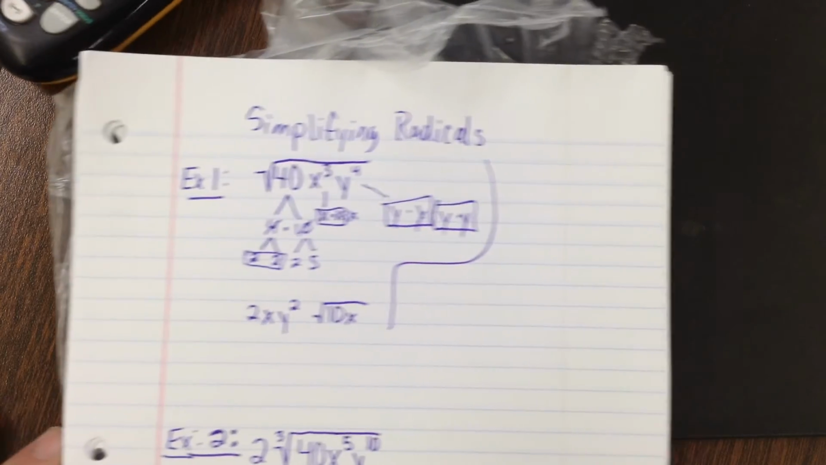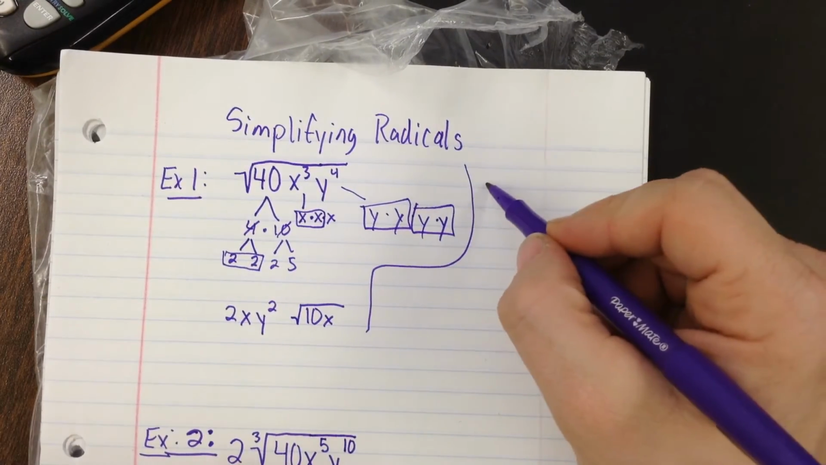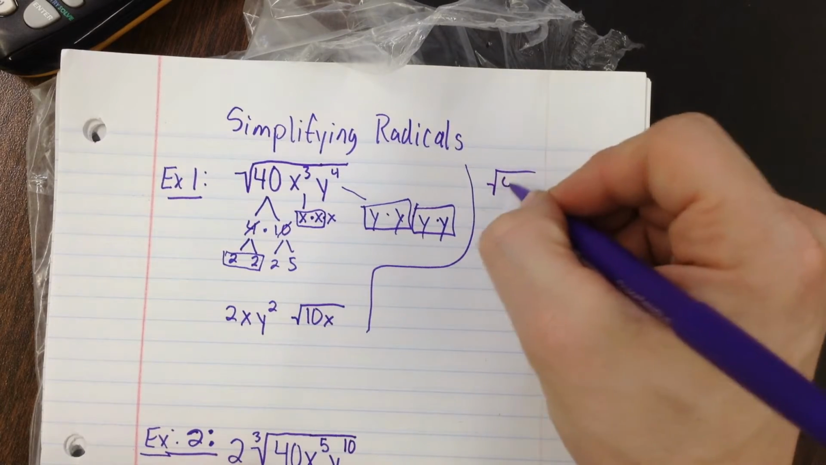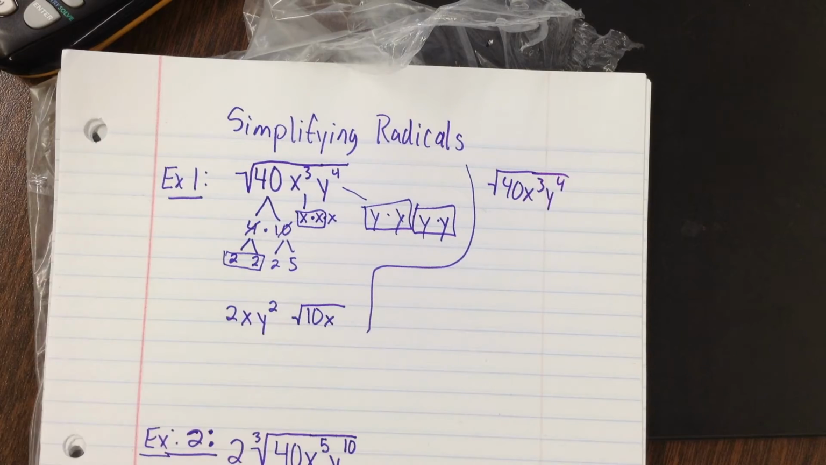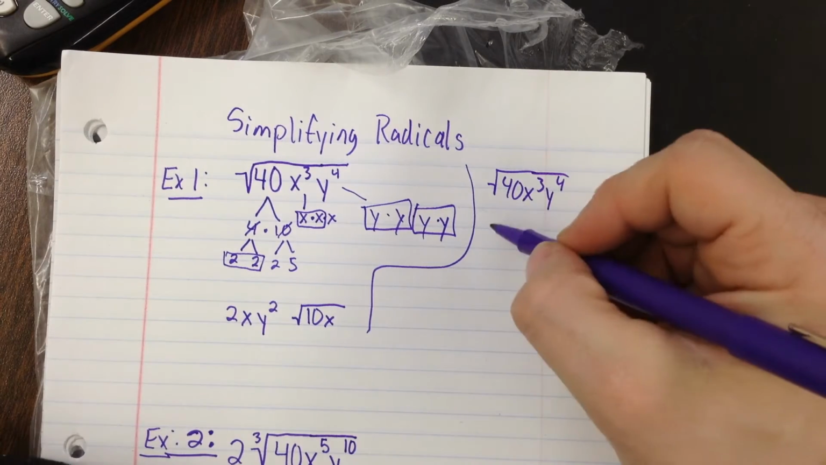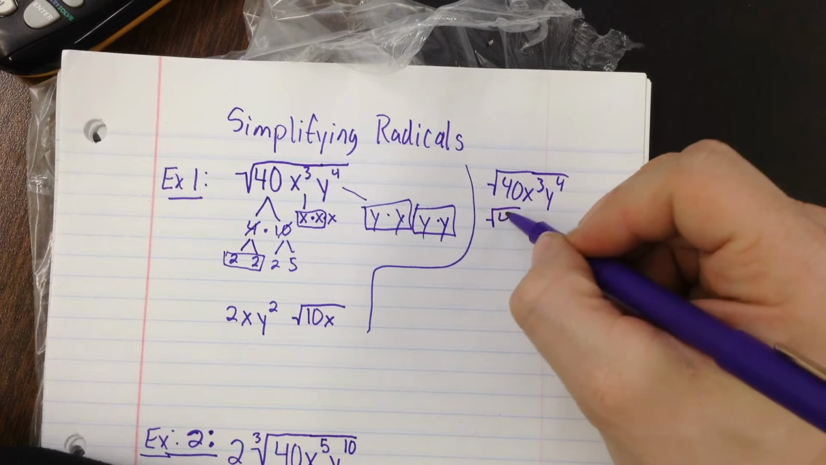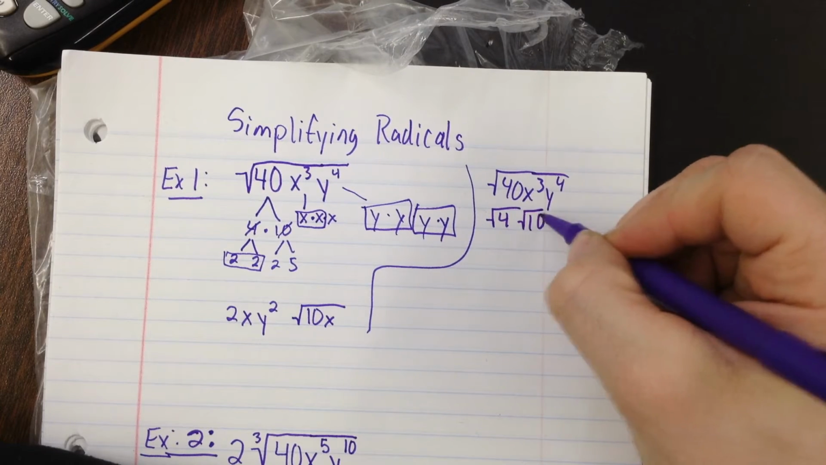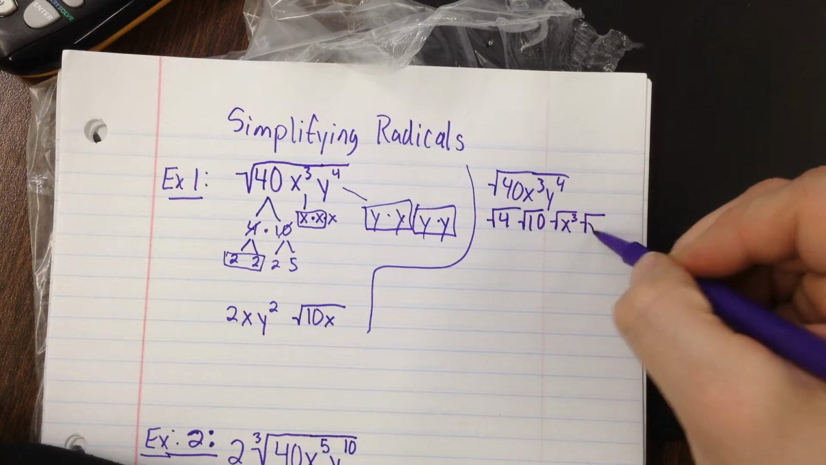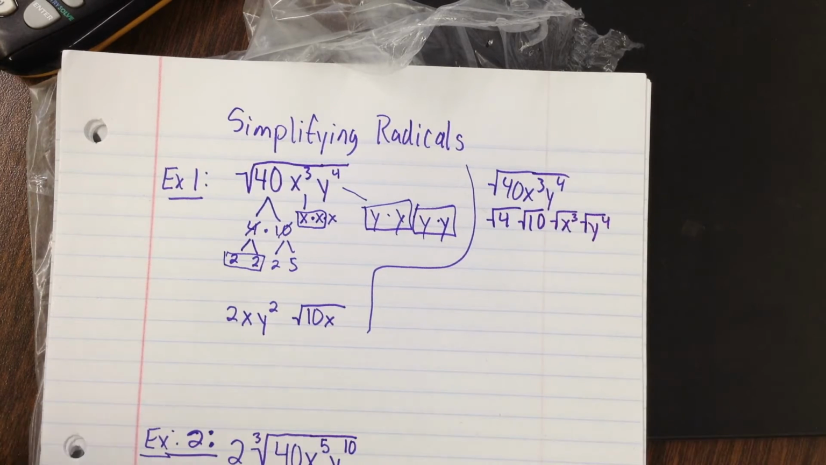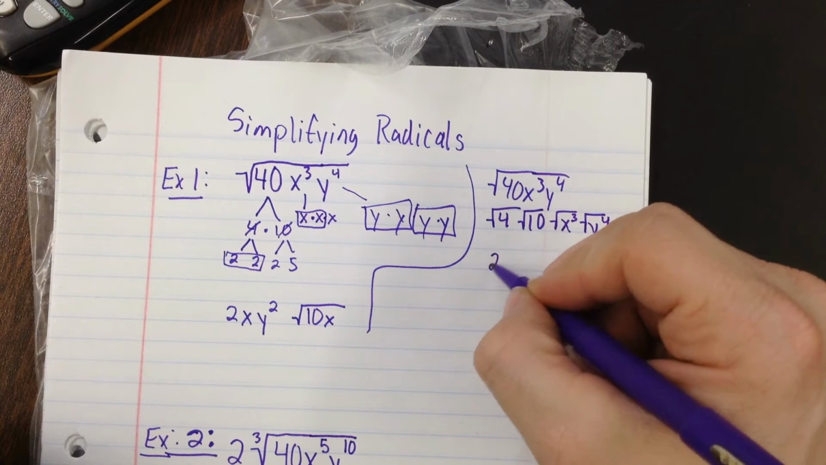The other way is basically looking at this and saying, are there any perfect squares that go into 40? The answer is yes, the square root of 4. So we can write the square root of 4 times the square root of 10 times the square root of x cubed times the square root of y to the 4th, and do them all separately. The square root of 4 is 2.